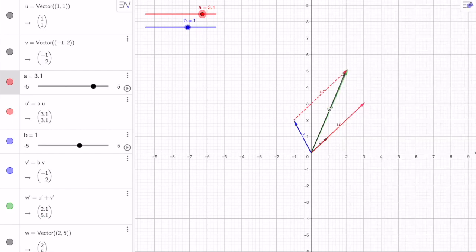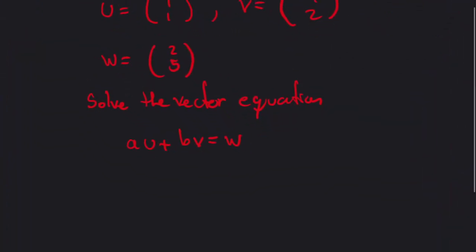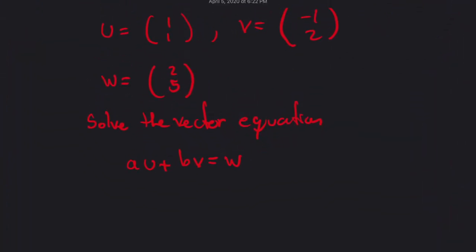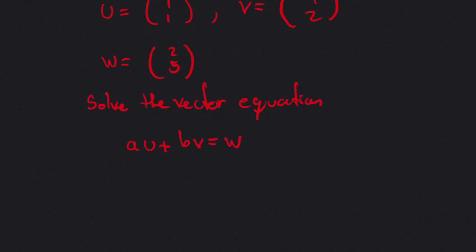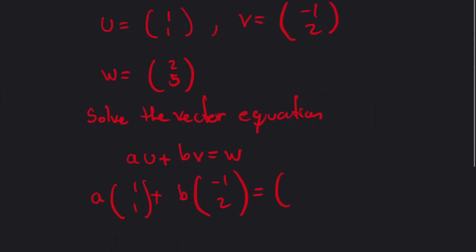In order to do that, I'm going to work out the vector system of equations. So I have the vectors over here. Vector u is the vector 1, 1. The vector v was the vector negative 1, 2. And the vector w is 2, 5. So we want to solve this vector equation. We want to find values of scalars a and b such that au plus bv equals w. Which means if I put it in vector form, a times 1, 1 plus b times negative 1, 2 equals 2, 5.